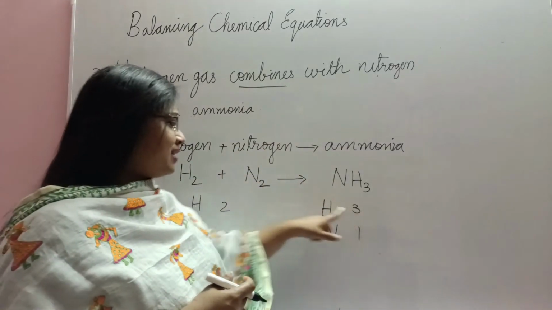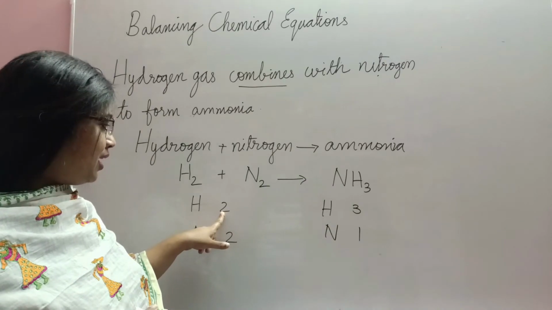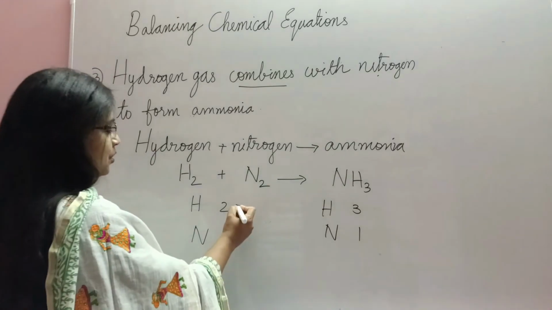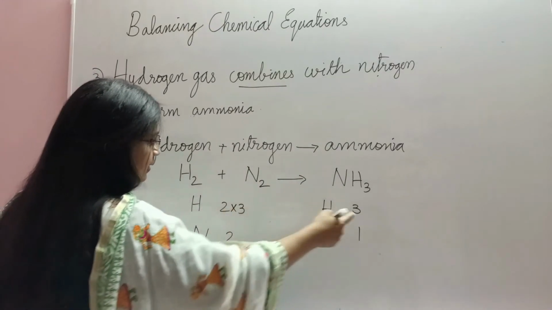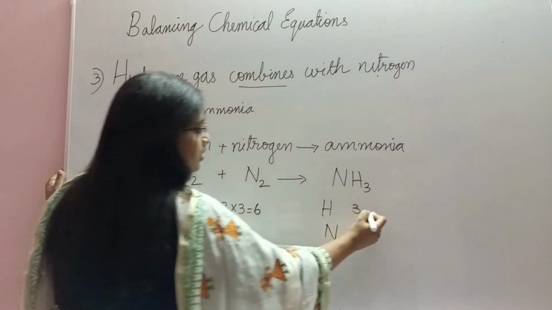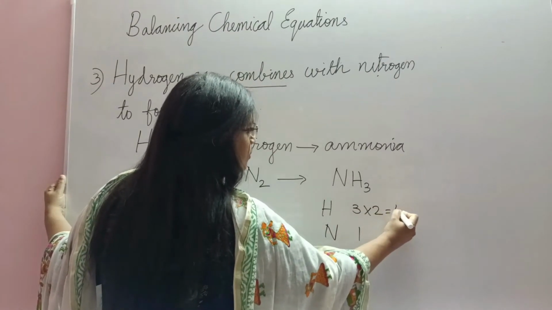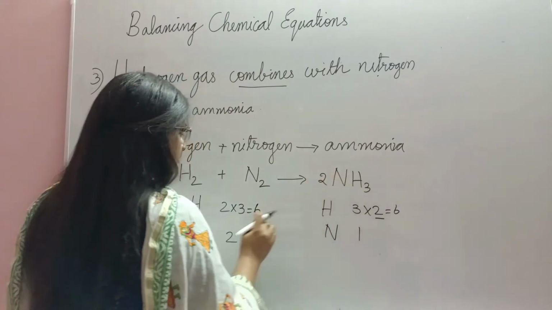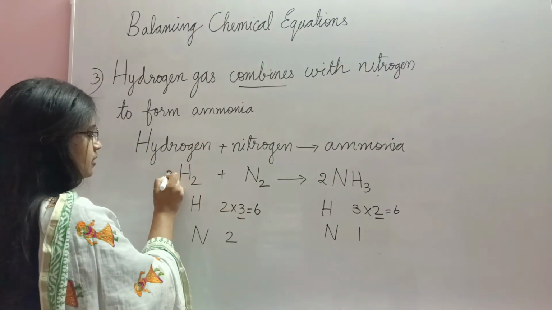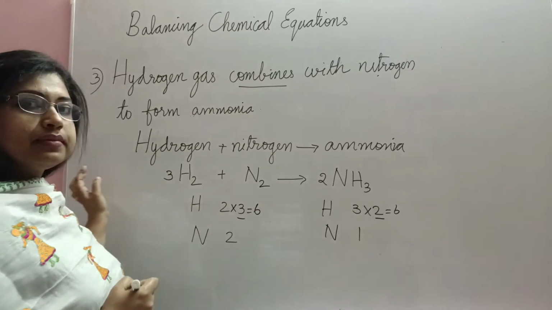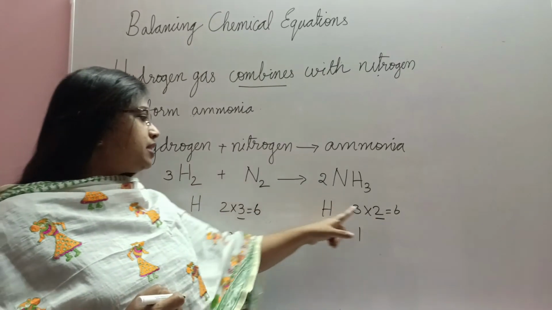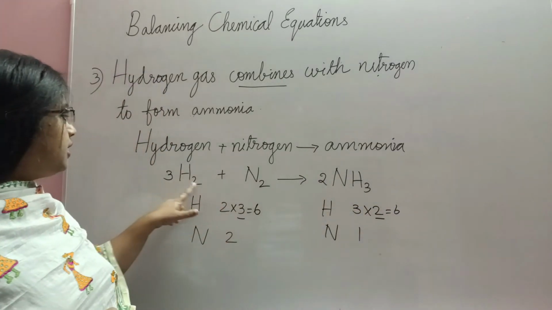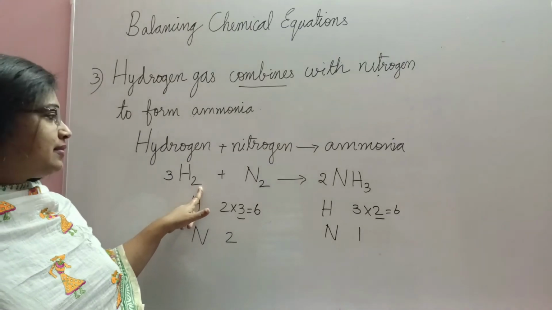Okay. On this side you multiply by 2, and on this side you multiply by the number 3. So here you multiply it by 3, you will get 6. On this side you multiply it with the 2, you will get 6. So put this 2 here, and here you put this 3. Now look, the number of hydrogen atoms are balanced. Here 2 3s are 6, 3 2s are 6.